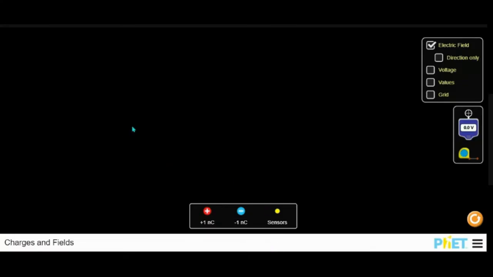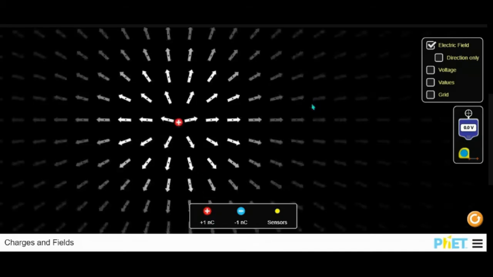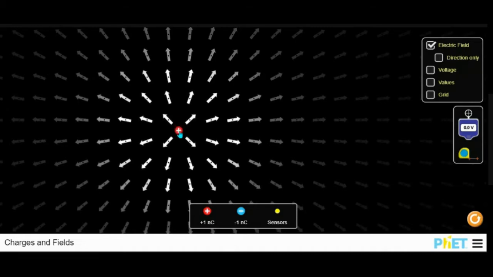I have here a simulation on electric field. So let's try to see how electric field happens or how electric field is being simulated. So I have here a charge of 1 nanocoulomb. Let's take a look at the electric field lines. The arrows are the electric field lines. Okay? Now the arrow is pointing outwards.